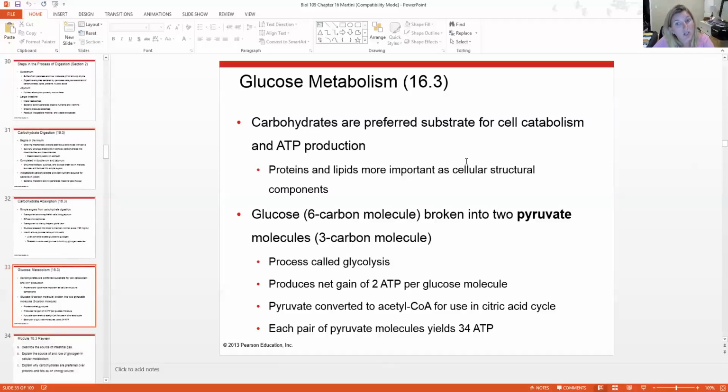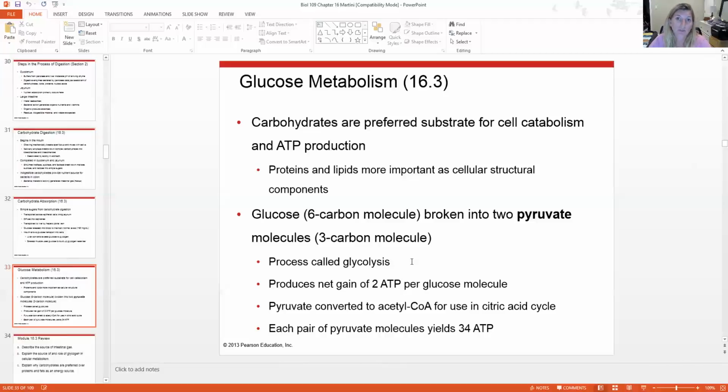Glucose is a 6-carbon molecule. It's broken down into 2 pyruvate molecules, which are 3 carbons. This is the process called glycolysis. Look at that word, glycolysis, literally breaking apart glucose. The net gain of that reaction is 2 ATP molecules. This process does not require any oxygen. It's called anaerobic metabolism. It will occur whether or not oxygen is present.